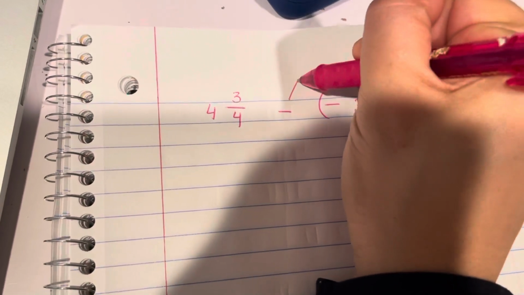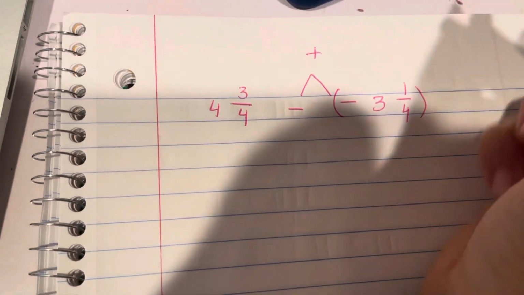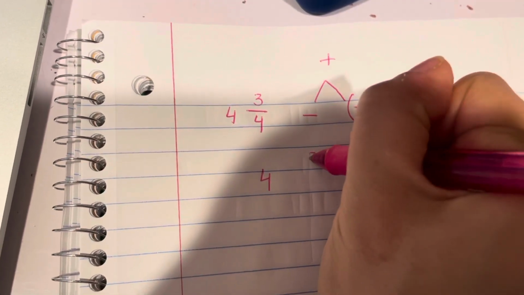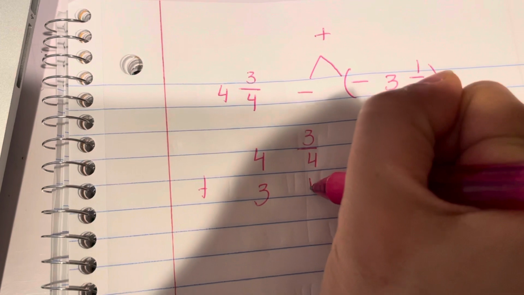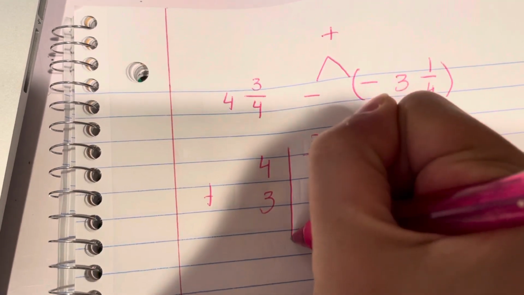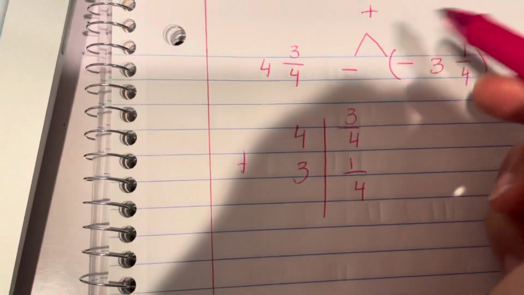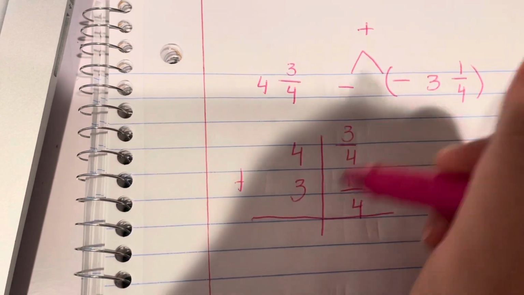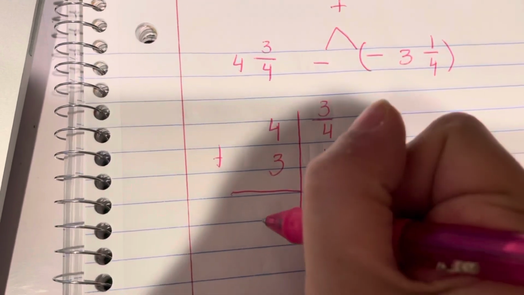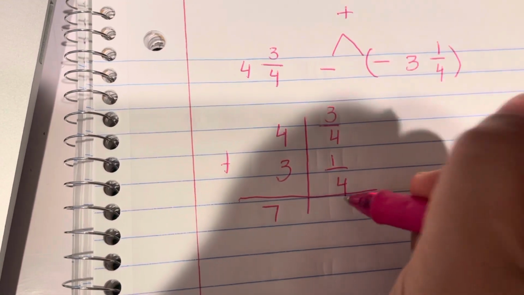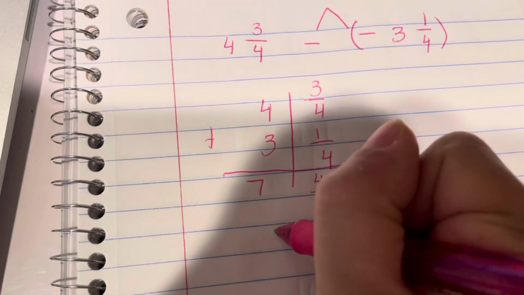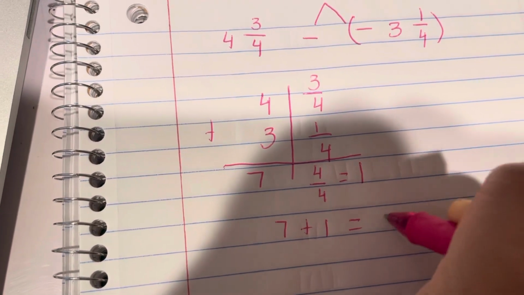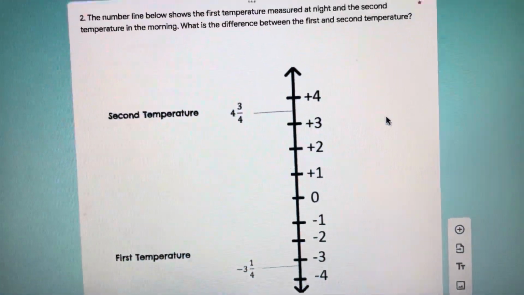Right, now, anytime you have two negatives facing each other, you get a plus. And so now we add 4 3/4 plus 3 1/4. So adding mixed numbers, again, it's easier to line them up and then separate the whole numbers and the fractions. So 4 plus 3 is 7, and then 3/4 plus 1/4 gives me, again, 4/4, which is 1. So here I have 7 plus 1, which is 8. So the difference between them is 8 degrees.